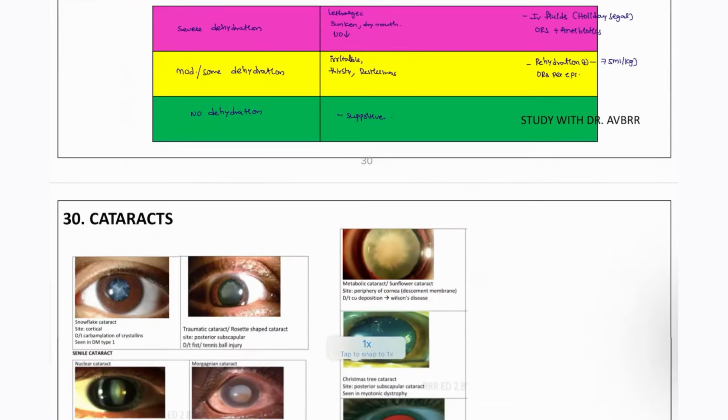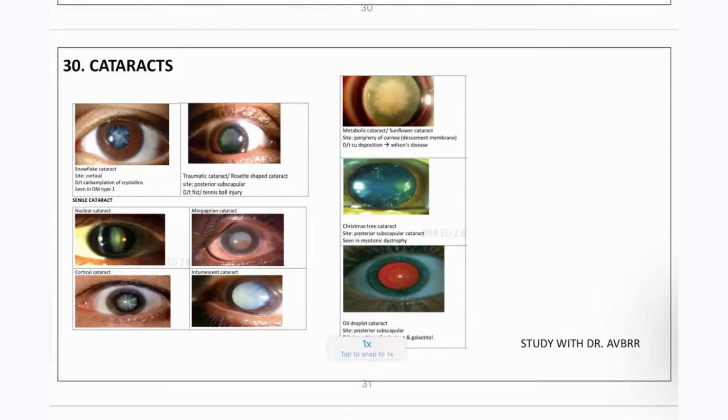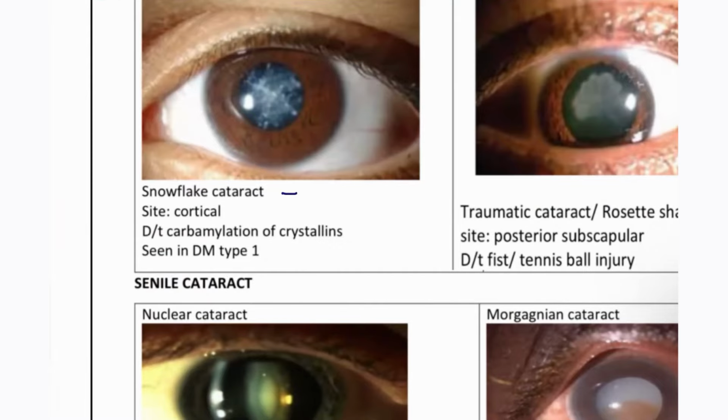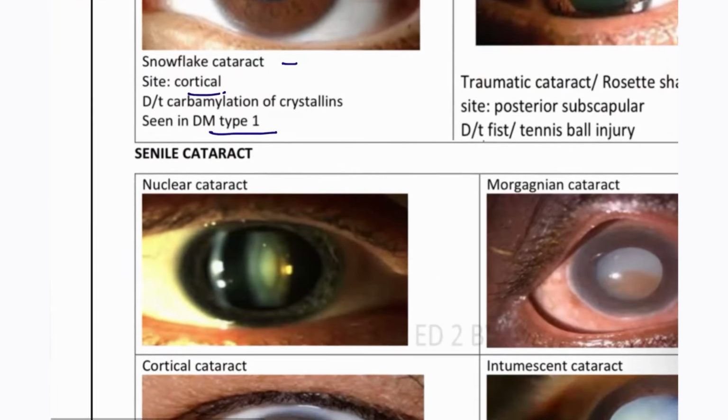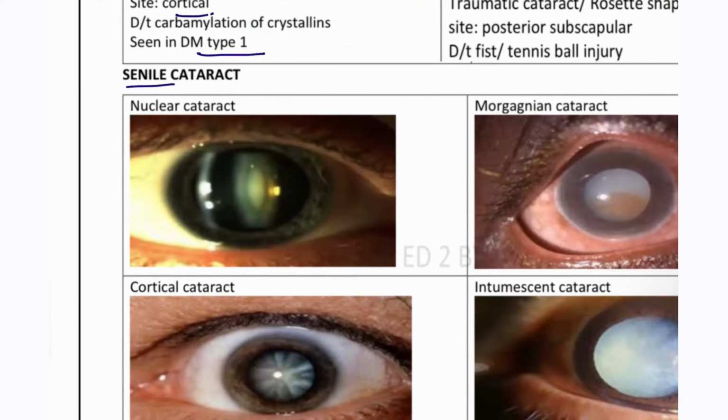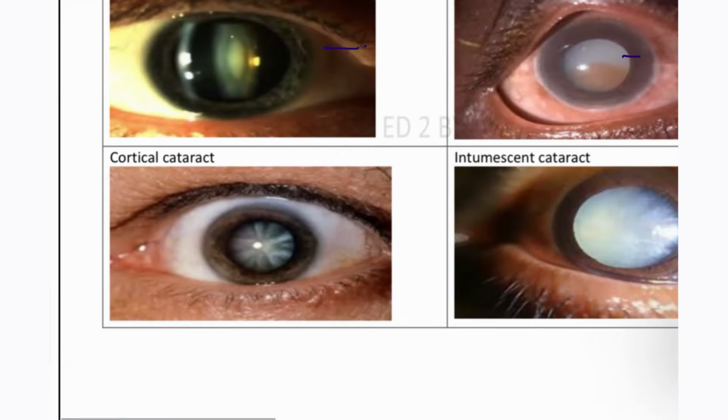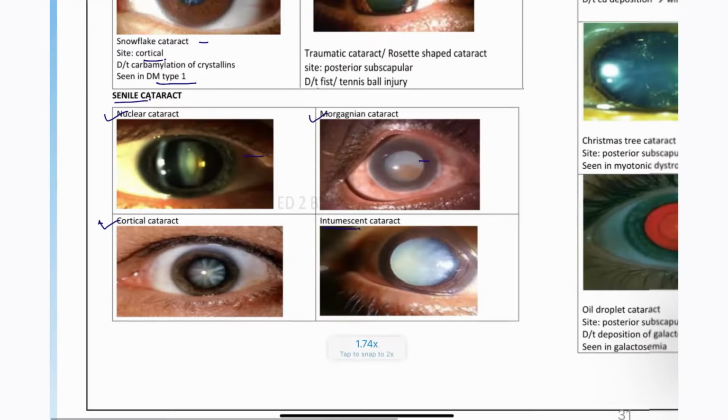Next, moving on to the types of cataracts. First, the snowflake cataract, which is seen in type 1 diabetes mellitus. Its site is cortical. And the senile cataracts are different. First one is nuclear cataract, then Morgagnian cataract. This is seen in the cortical type, and this is the intumescent, completely fluid-like structure.